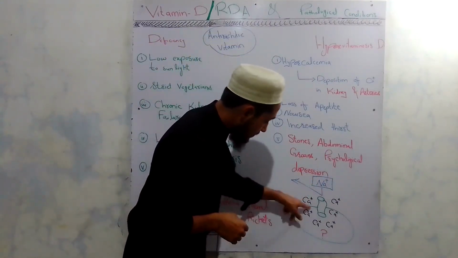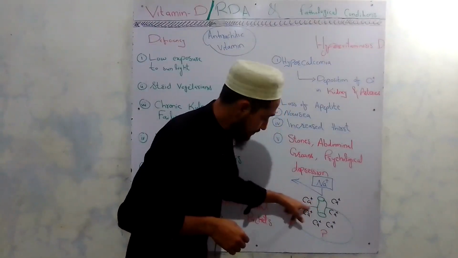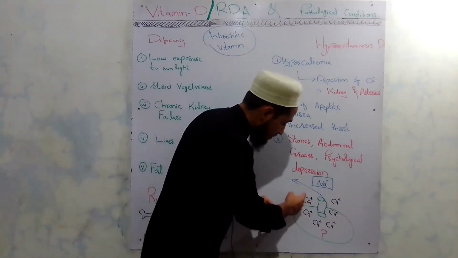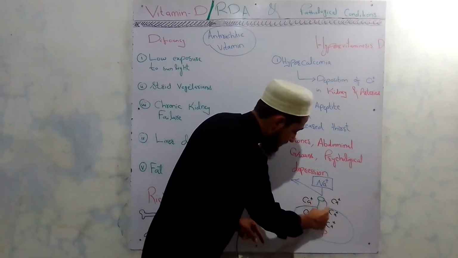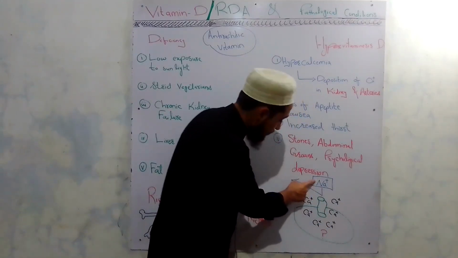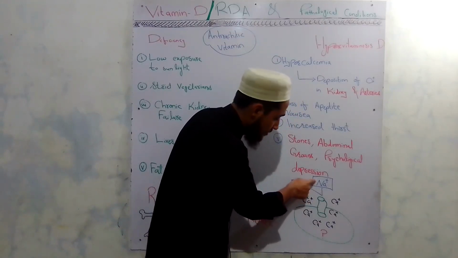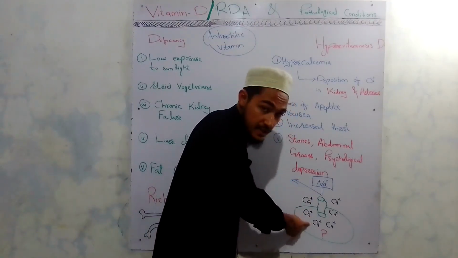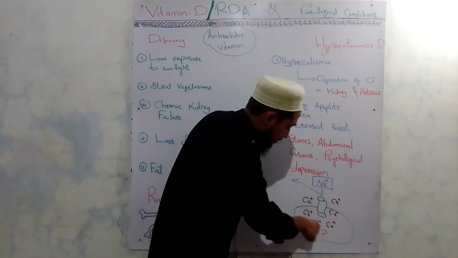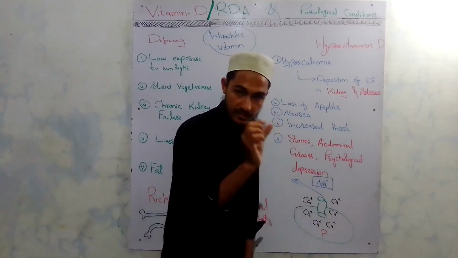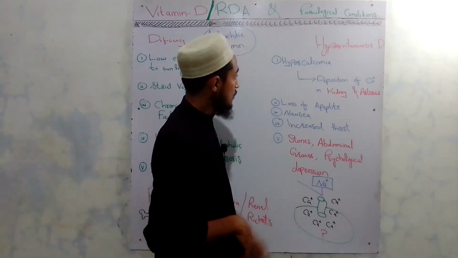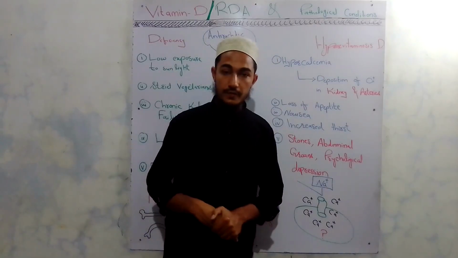What happens is that this is a neuron, and the extra calcium surrounds the sodium channel. Here is the sodium channel. So this sodium, which is a positive ion, cannot enter the interior of the neuron. Due to more calcium surrounding the sodium channel, the sodium is reflected away. So that was all about the pathological conditions of vitamin D.